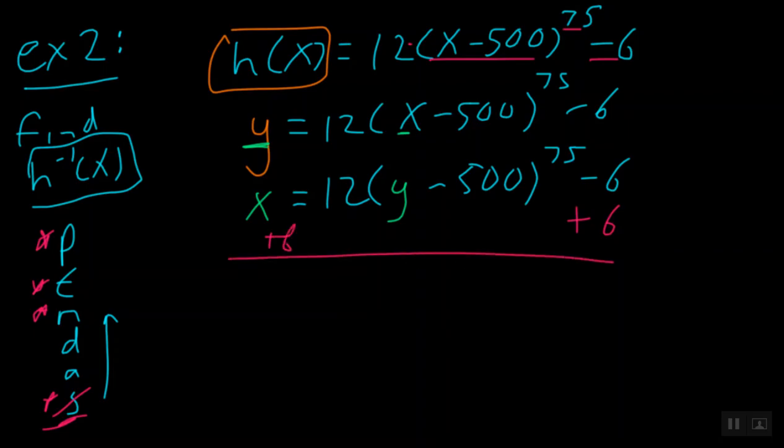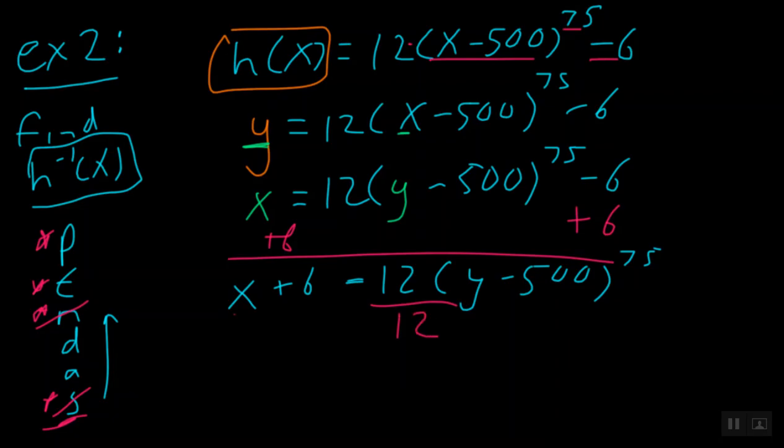Now from here, we can say, okay, well, we have x plus 6 is equal to 12 parentheses y minus 500 raised up to the 75th power. Okay, the very next thing that we want to get rid of as I go up is my multiplication. I know that I will simply divide both sides by 12. Alright, that cancels away, and we now have this.